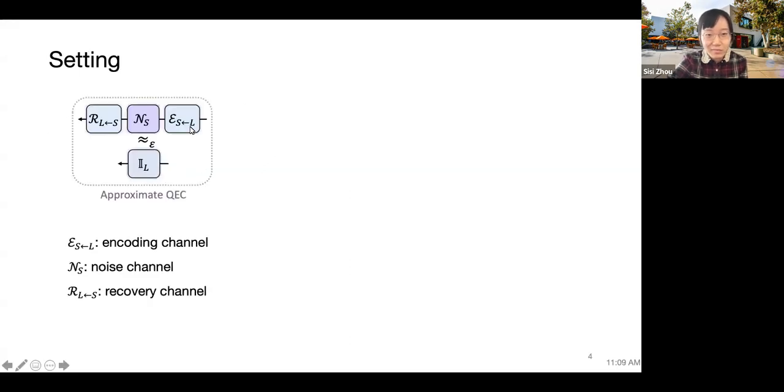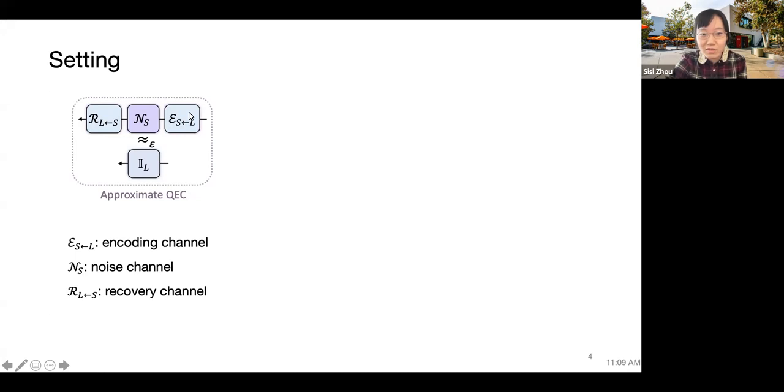So here's the setting. We're considering this type of quantum channel language. Epsilon is the encoding channel, which defines the error correcting code, and N is the noise. We need to specify which kind of noise we are considering. We also have a recovery channel for the error correction. The accuracy of error correction is defined by the distance between this channel and this channel, after optimizing over the recovery channel.